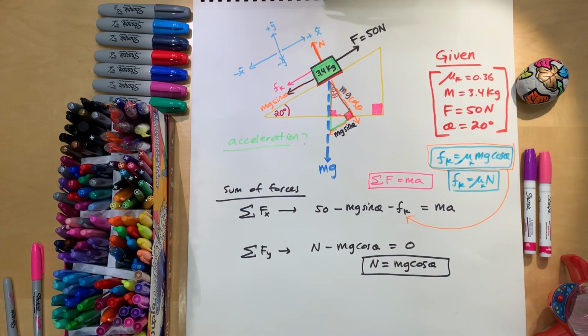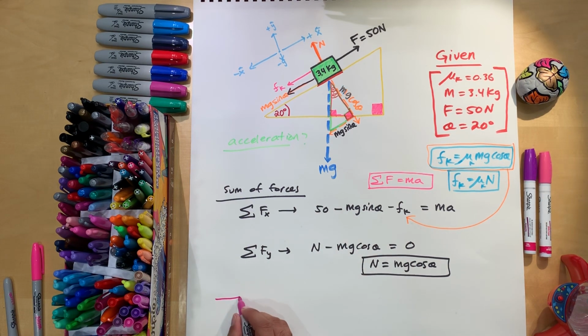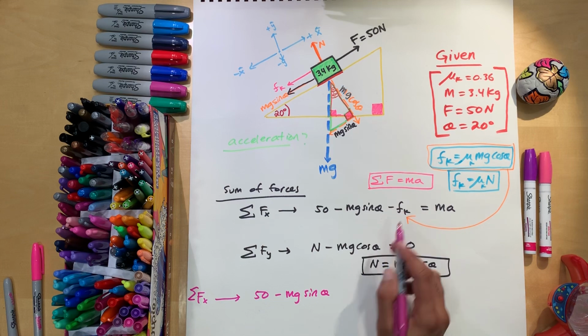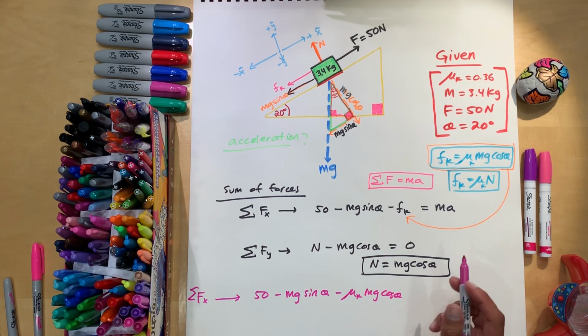We're gonna write this entire thing again, but now we're gonna replace friction, the kinetic friction, with this value here. So let me choose another color. I'm gonna do 50. This is for the sum of forces in the x. We got 50. We got minus mg sine theta. And we got minus all of this. So we got mu k, we got mg cosine theta, and it all equals ma.